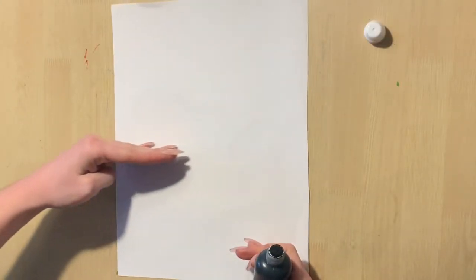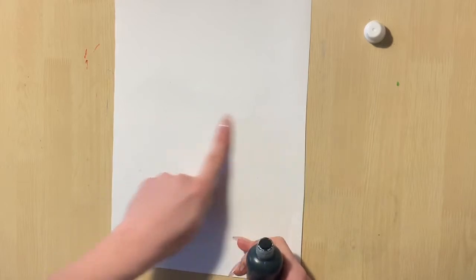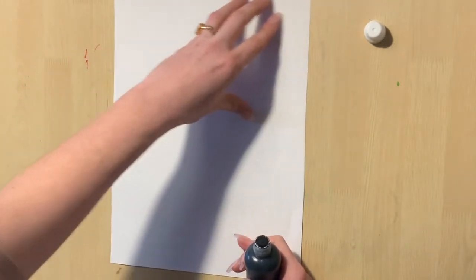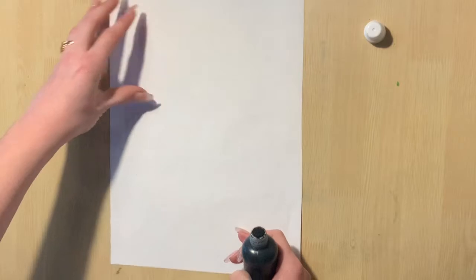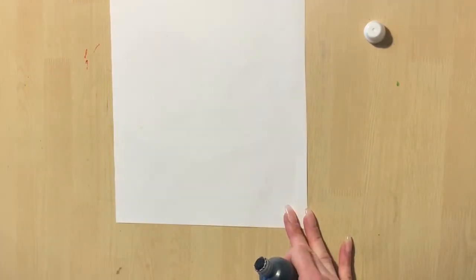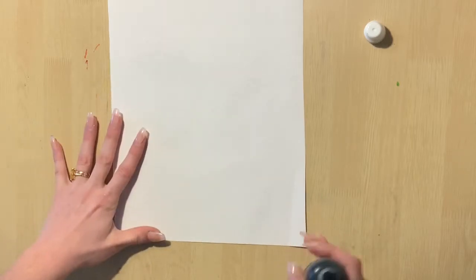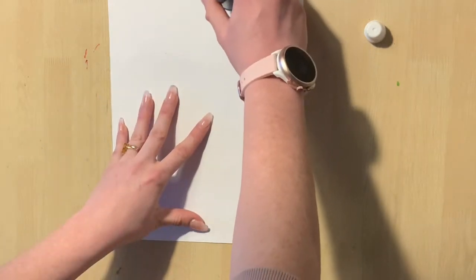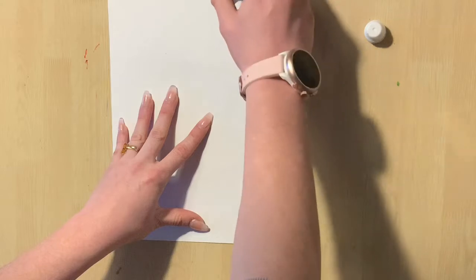The flowers are going to be in the top half of the paper. The vase and the ground or table are going to be in the bottom of the paper. Start by drawing the flowers in the top half of the paper.